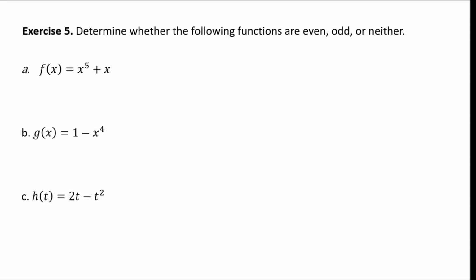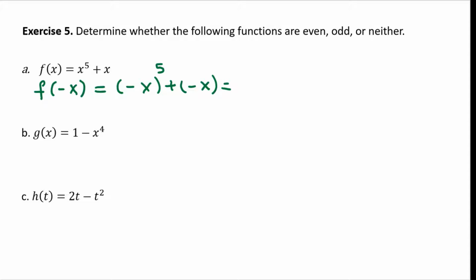cubic function, and that is both symmetric with respect to the origin and an odd function. Determine whether the following functions are even, odd, or neither. A. F of x equals x to the 5th plus x. The definition of odd or even says if it's even, f of minus x equals f of x. If it's odd, f of minus x equals minus f of x. So let's compute f of negative x. So we're going to substitute in negative x every place there is an x. So we've got negative x to the 5th plus, in parentheses, negative x.